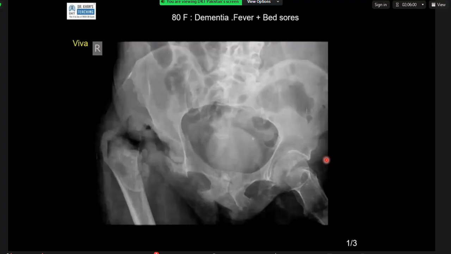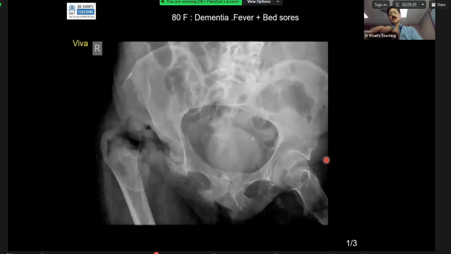So I'm concerned about septic arthritis caused by a gas-forming organism, maybe. And destruction, what is happening to the surrounding bones? So there is osteolysis of multiple bones, particularly the pubic rami bilaterally.